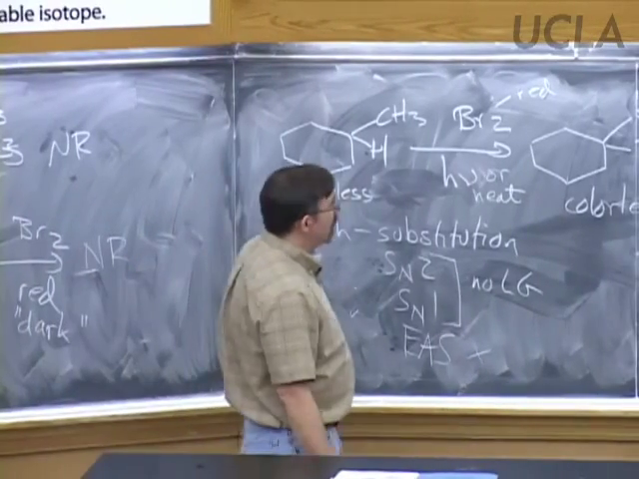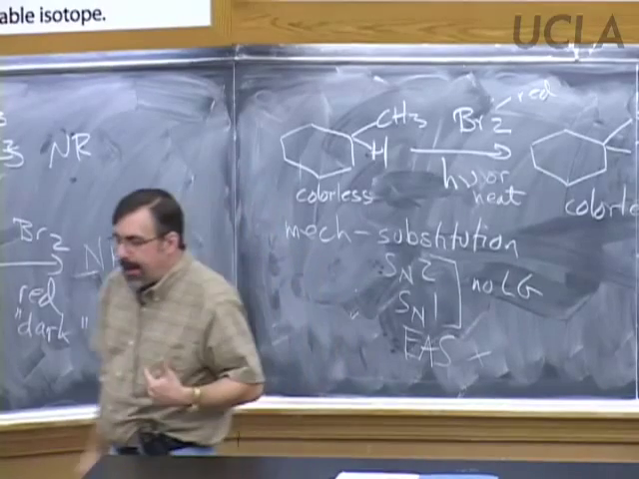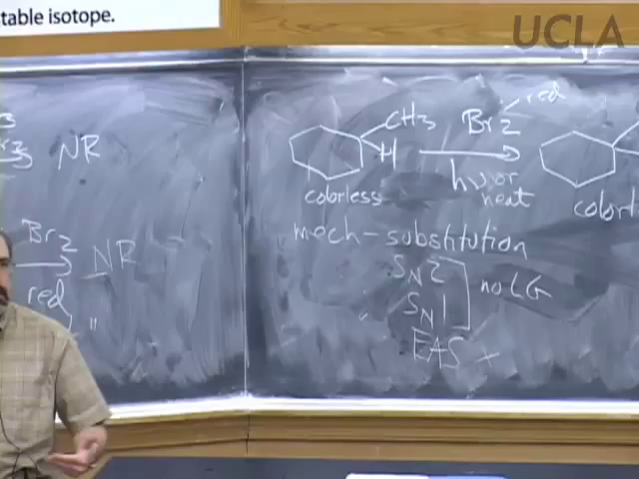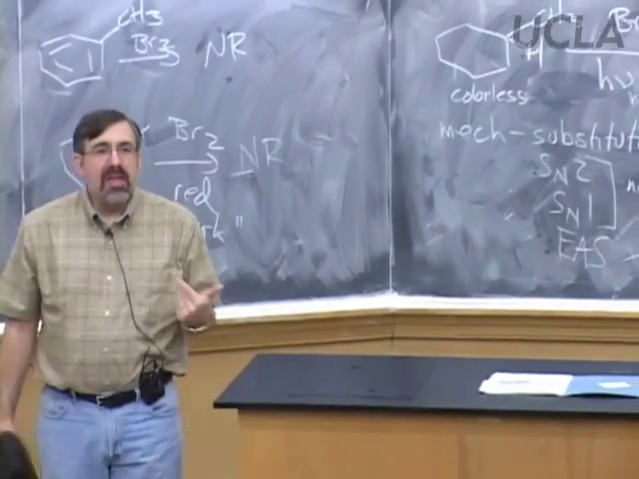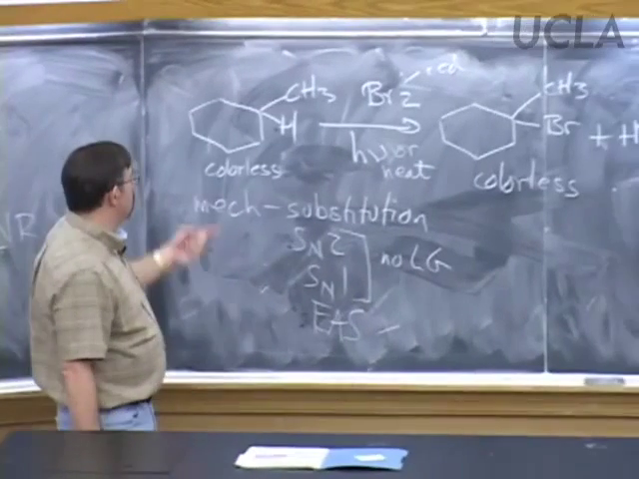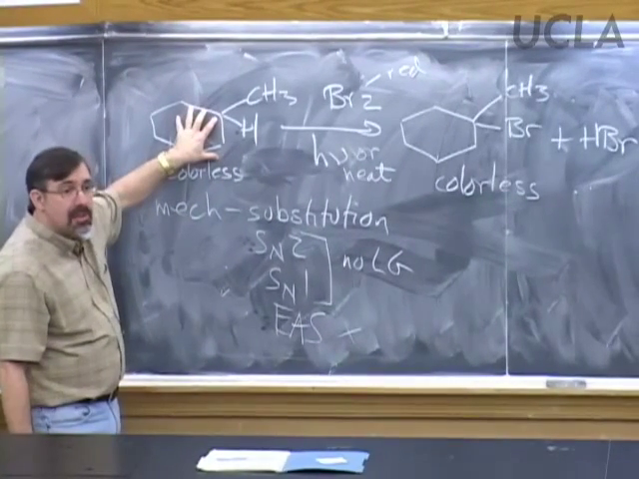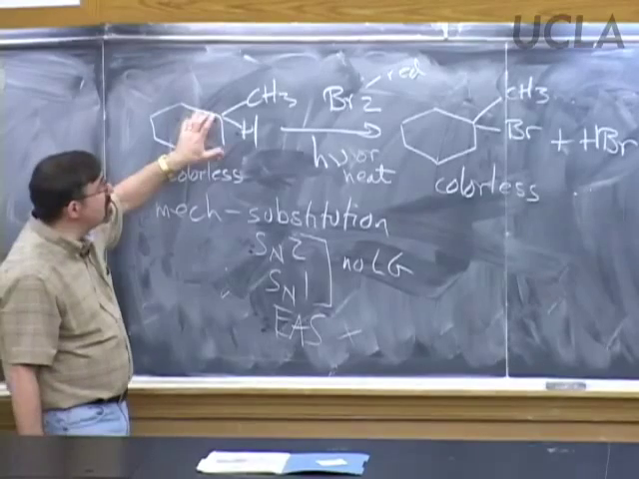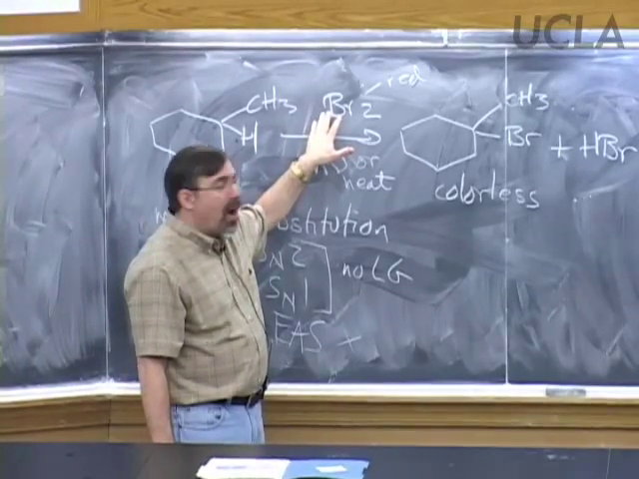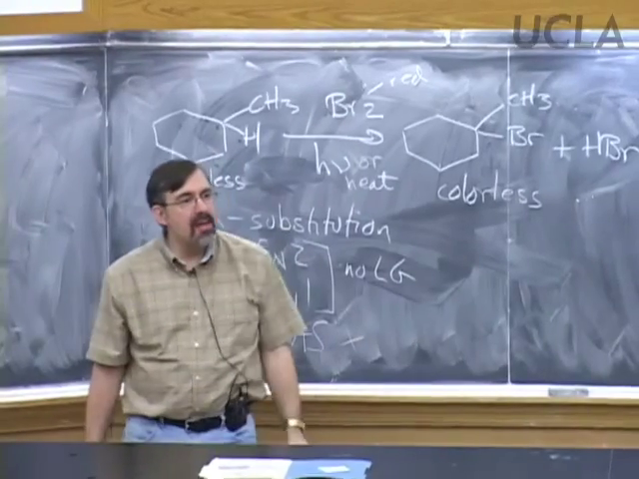So what's going on? Well, if light is a necessary aspect to get this reaction started, we know what reactant it's interacting with. Is it interacting with the colorless methyl cyclohexane, that visible light, or is it reacting with the red Br2? Why is Br2 red to begin with?